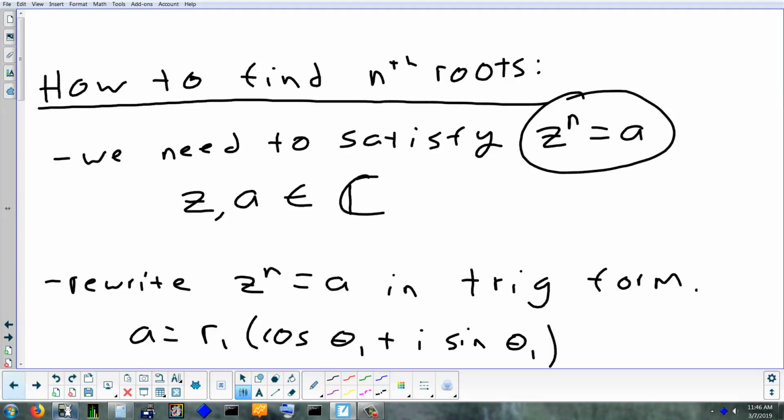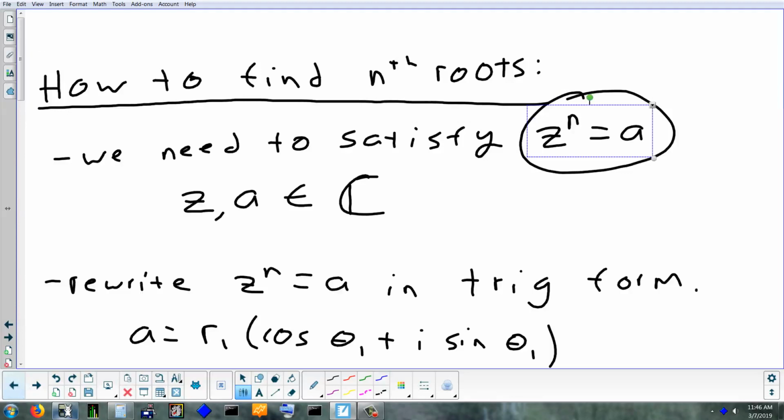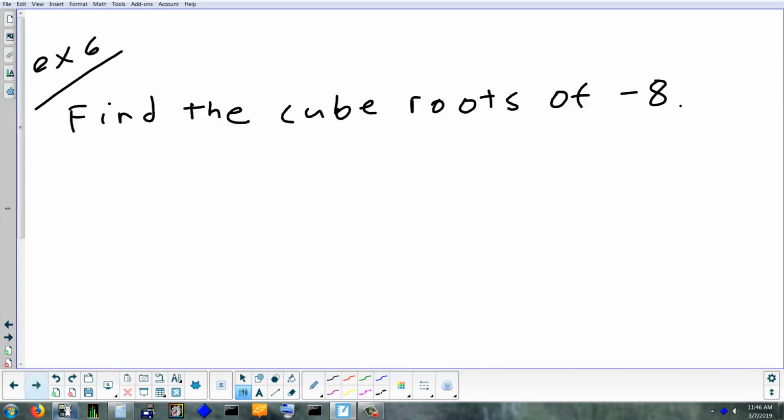Set this up: z to a power equals a. Remember, n is the root you're finding, cube root, 4th root. a is what you're finding the cube root or 4th root or whatever of. So in this one, it's going to be z to what power equals what number? Z to the 3rd power equals -8. Yep.